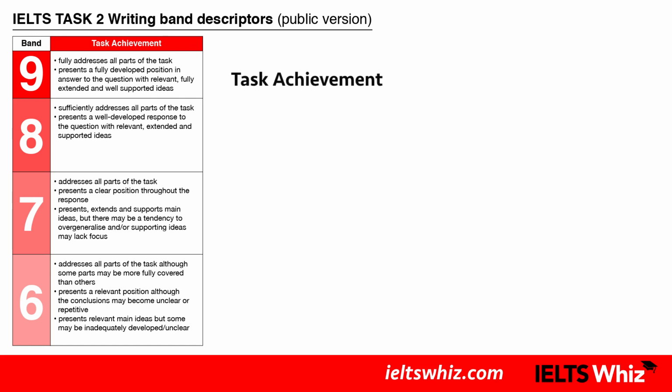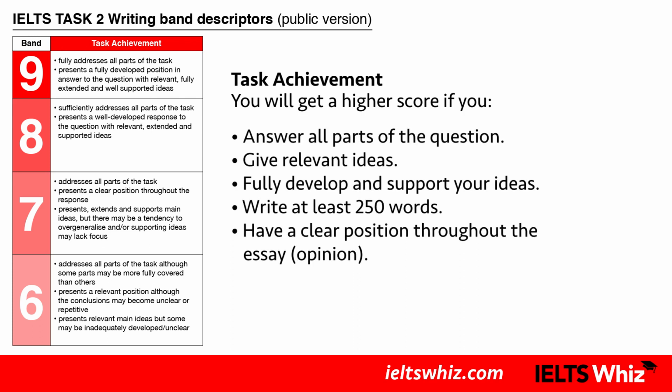Firstly, let's look at task achievement. You will get a higher score for writing task 2 if you do the following. Answer all parts of the question, give relevant ideas, fully develop and support your ideas, write at least 250 words, and have a clear position throughout the essay, which is your opinion.